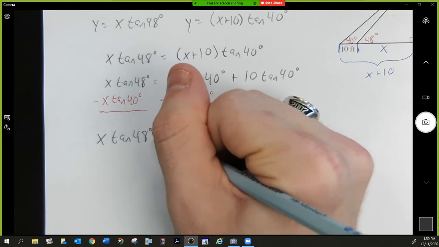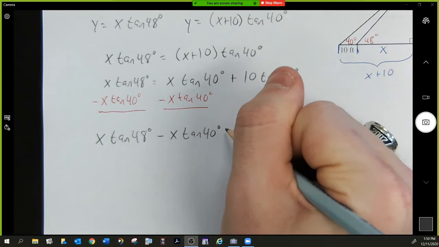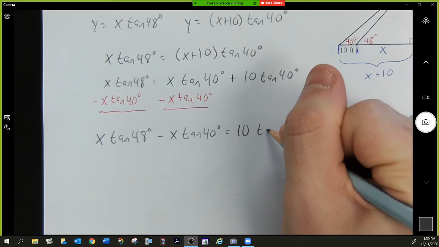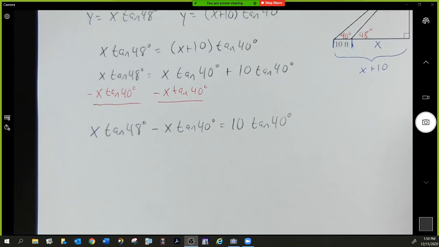X tangent of 48 degrees minus x tangent of 40 degrees equals 10 tangent of 40 degrees. We're trying to solve for x, folks. Trey, what'd you say? Factor it out. X is a GCF on that left side. You could factor it out.